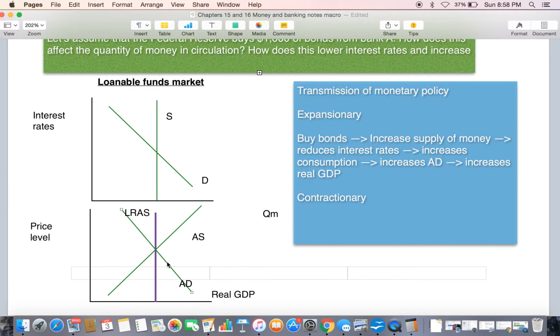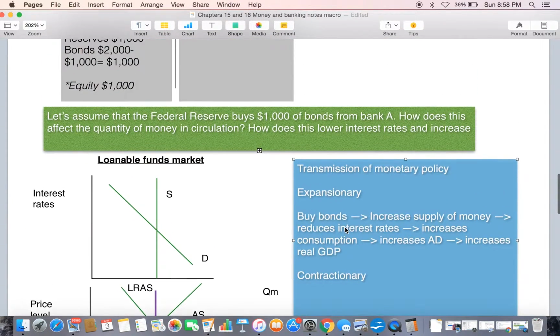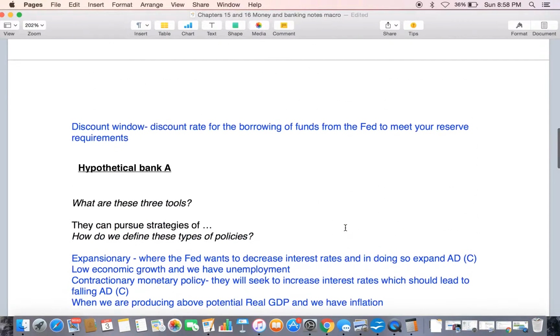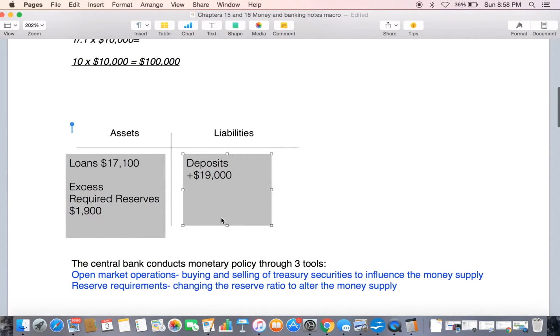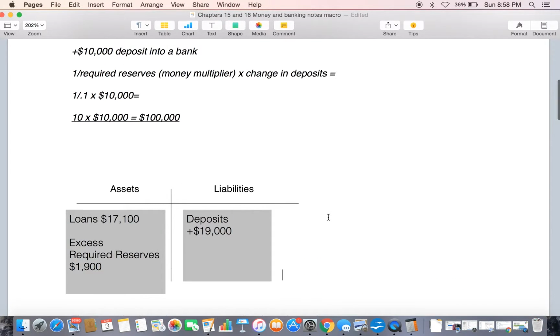So if you have any questions on this material, please don't hesitate to contact me. Also, I suggest going through an example of contractionary monetary policy on your own. And please ensure that you understand what happens when new deposits are made as they affect the asset and liability side of a bank's balance sheet and how the bank responds to this deposit.